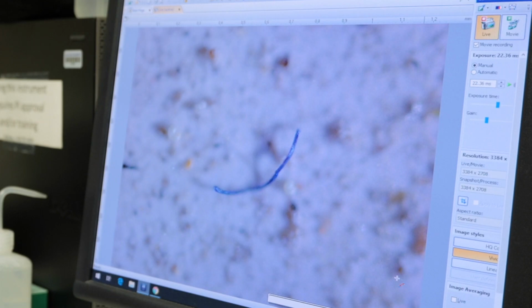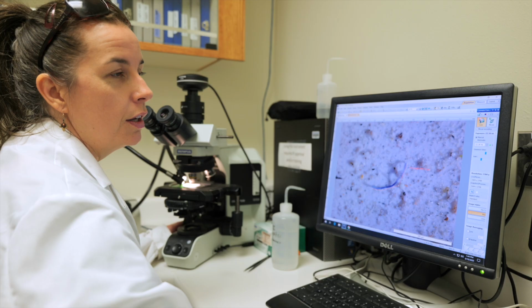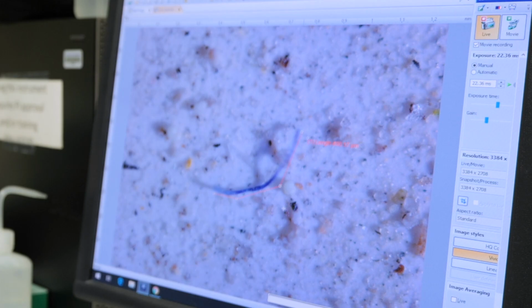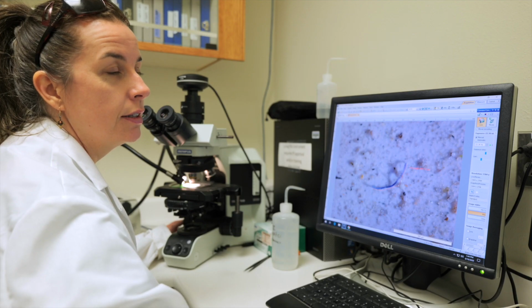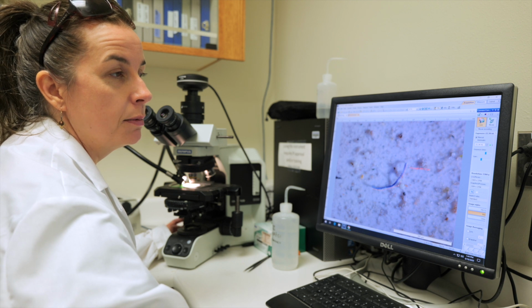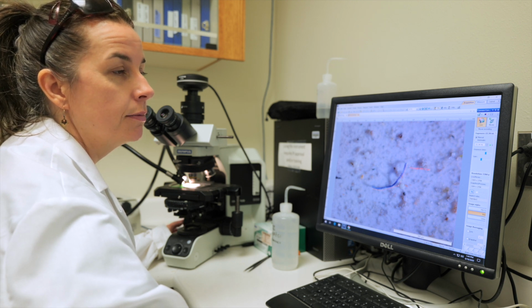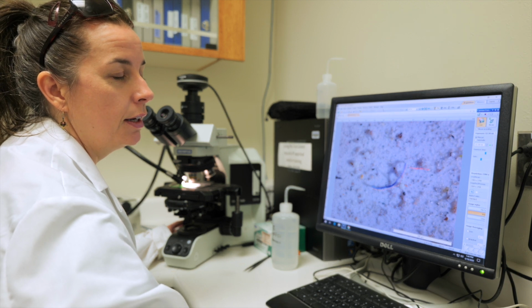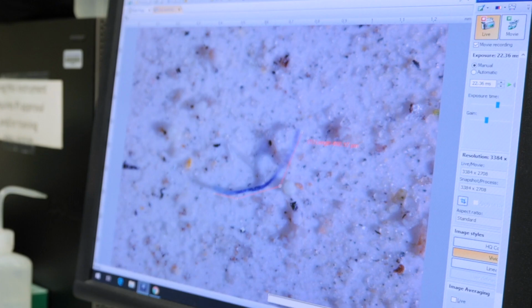So right here we have a blue fiber. It's surrounded by pretty standard particles, including pollen and minerals and organic fragments. Normally the most common size of fibers is about half this length that we would see, and particles would be much smaller, so approximately the size of this black item here.